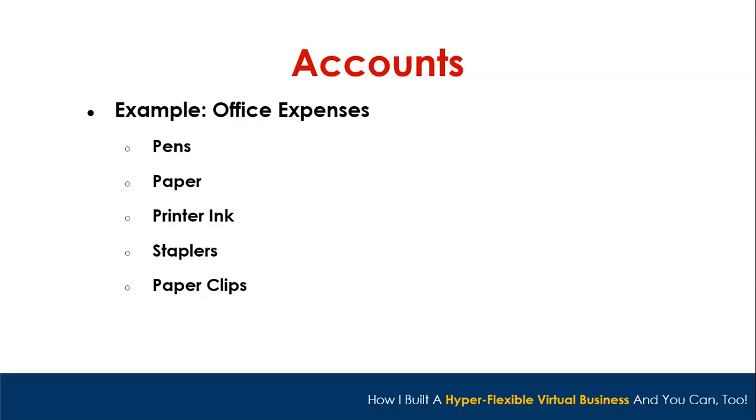So rather than have hundreds of teeny tiny buckets that we group transactions into, we find things that are similar and we put them into a bigger bucket. So in this case, our bigger bucket is the office expense account, right? Rather than having pens expense, paper expense, those would be teeny tiny buckets which make the reports hard to read. We put things that we can into bigger buckets as they make sense.